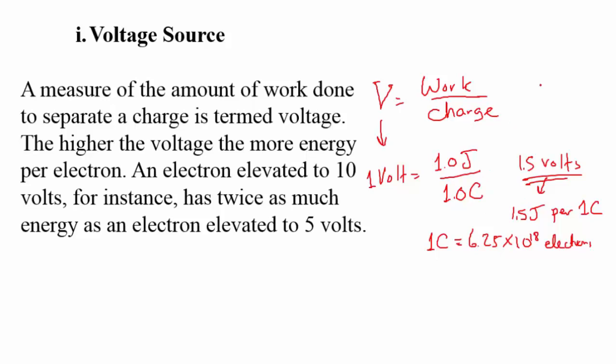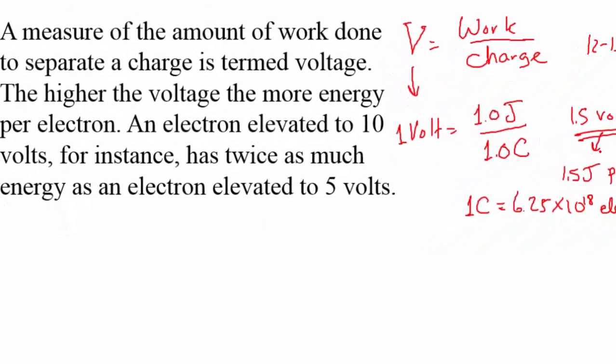A 13 volt battery, like your car battery, which is between 12 to 13 volts, has the ability to perform around 12 joules of work per 1 coulomb, meaning per 6.25 times 10 to the power 18 electrons. And this work will be able to push those electrons to move continuously, creating continuous electricity, which is electric current.